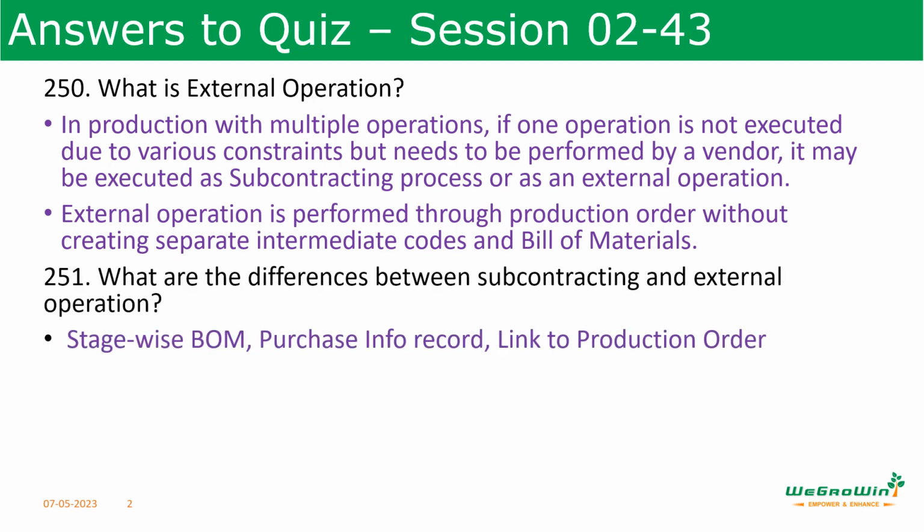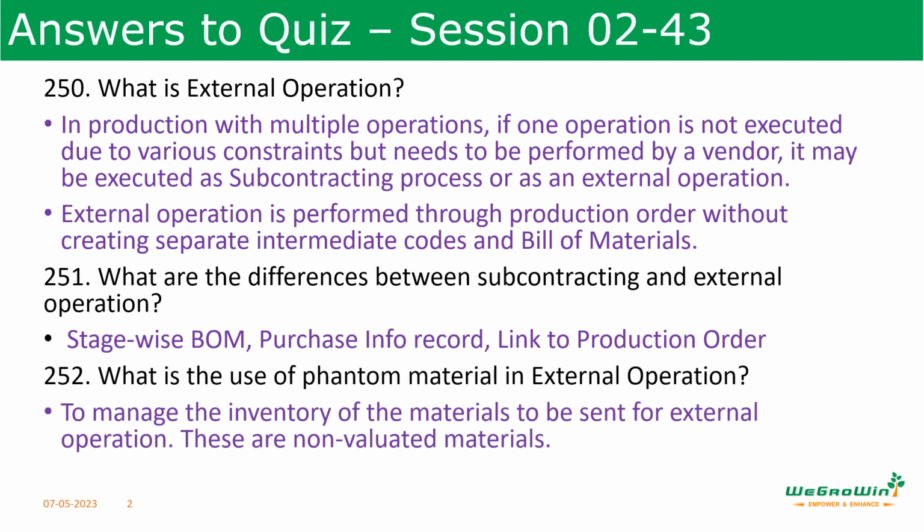What are the differences between subcontracting and external operation? In case of subcontracting, we have to create a stage-wise bill of material. There is no need of a stage-wise bill of material in external operation. In case of subcontracting, a purchasing info record will be created for the material. In external operation, a purchase info record will be created for the material group. External operations will be completely integrated through production order, but there is no link to production order in case of the subcontracting process.